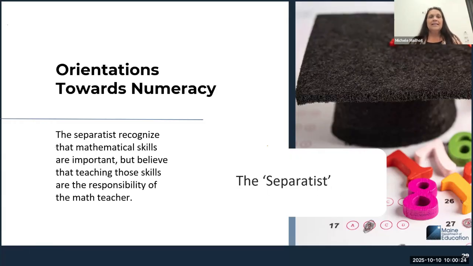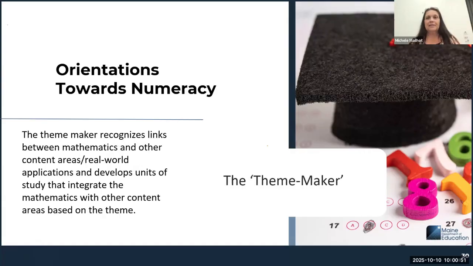So the separatist is the individual that recognizes that mathematical skills are important, but they believe that teaching those skills is the responsibility of the math teacher. Okay? So they're important, this is great, but that belongs with the math teacher.